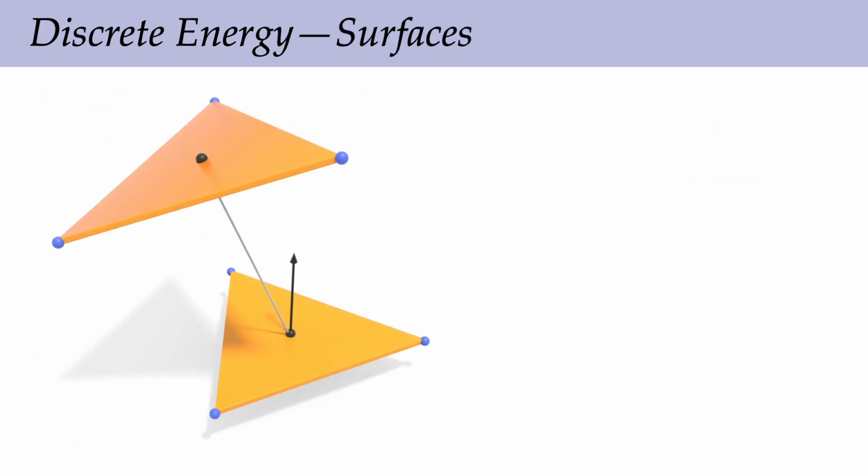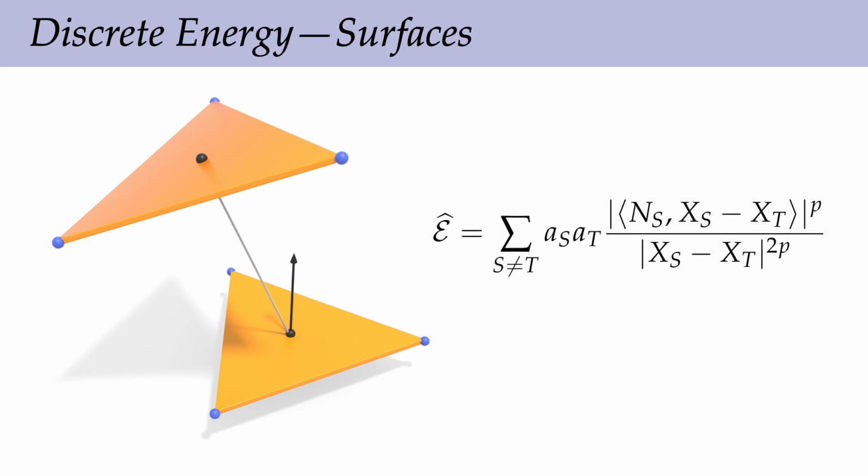For surfaces, it's not much different. We sum over pairs of distinct triangles S and T, the two triangle areas A_S and A_T times the magnitude of the inner product of the unit normal at S with the difference between the triangle barycenters X_S and X_T divided by the square distance between barycenters, all raised to the power P.